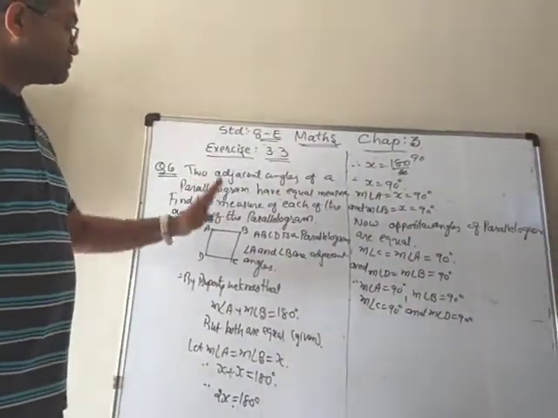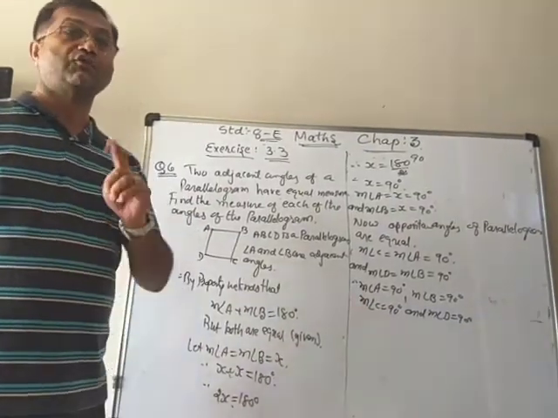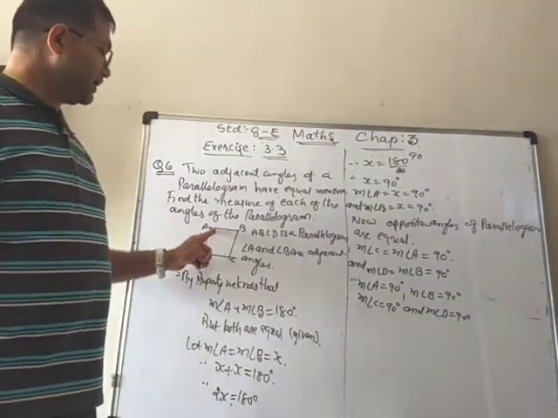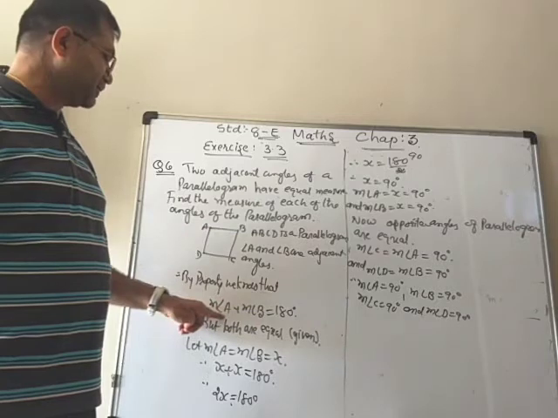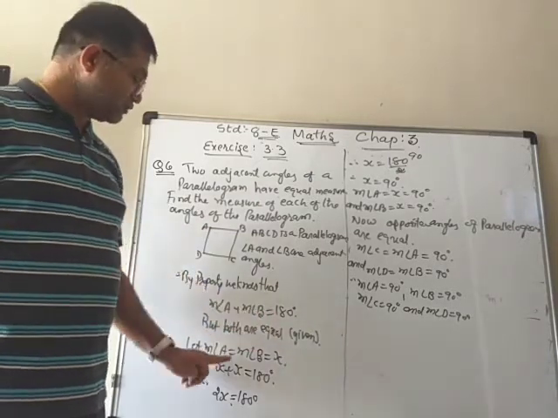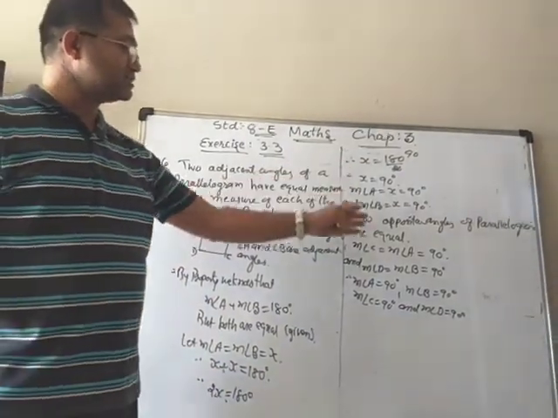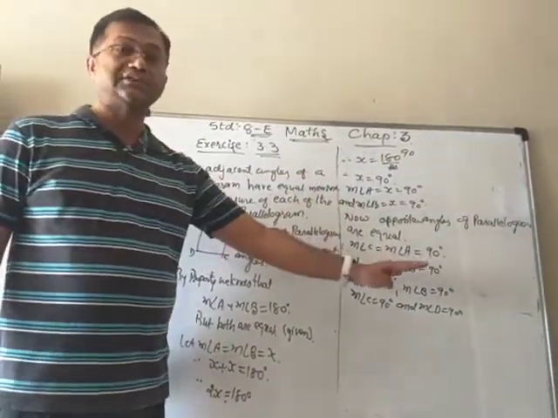So here by these two properties we have used so long. One property was that adjacent angles are supplementary, so sum of them is 180, but both are equal, so we take it as x. So 2x is equal to 180 and thus we find the value of all the angles.